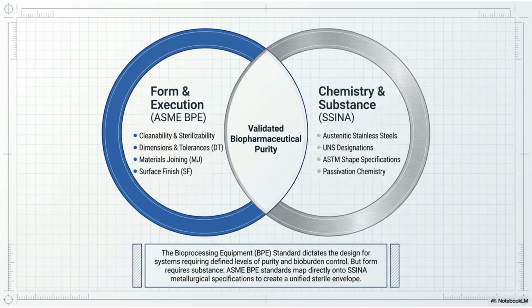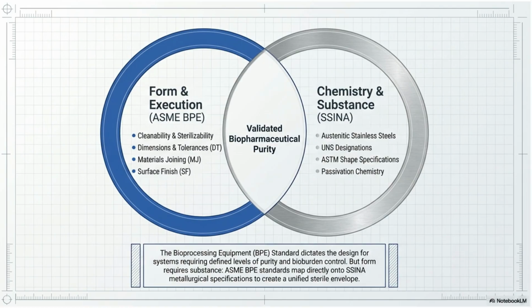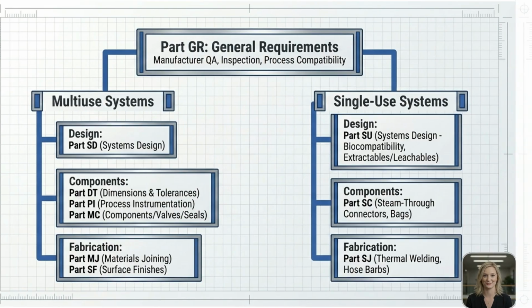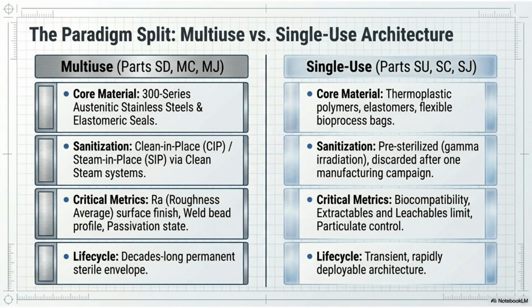By mapping ASME-BPE standards onto SSINA metallurgical specifications, we create a unified sterile envelope. This diagram outlines the general requirements for both multi-use and single-use systems, covering design, components, and fabrication, as specified under the BPE standard. Comparing these two paradigms, multi-use systems rely on stainless steel and permanent sterile envelopes, while single-use systems utilize polymers and are designed for rapid deployment and disposal after use.